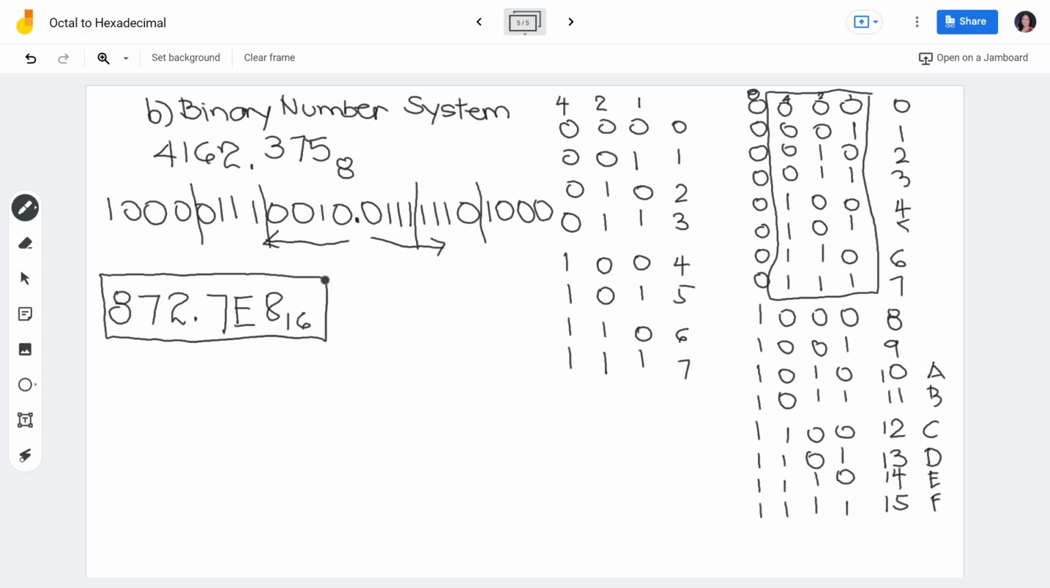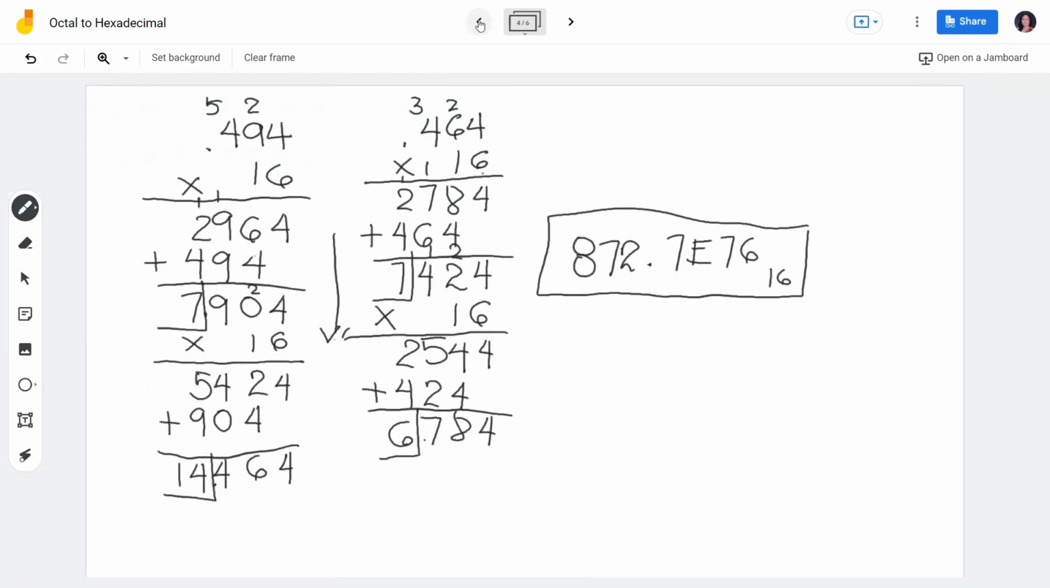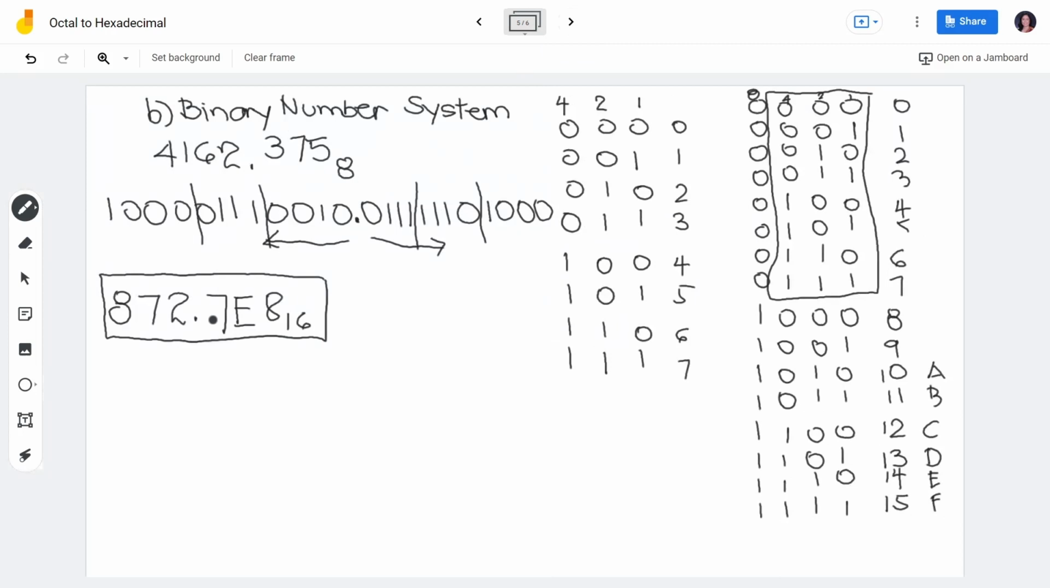Okay, let's compare. This is the result using the binary number system: 872.7E76. And using decimal, we have 872.7E78. So it looks like the 76 is rounded off, so it became 78. Okay, which is better?